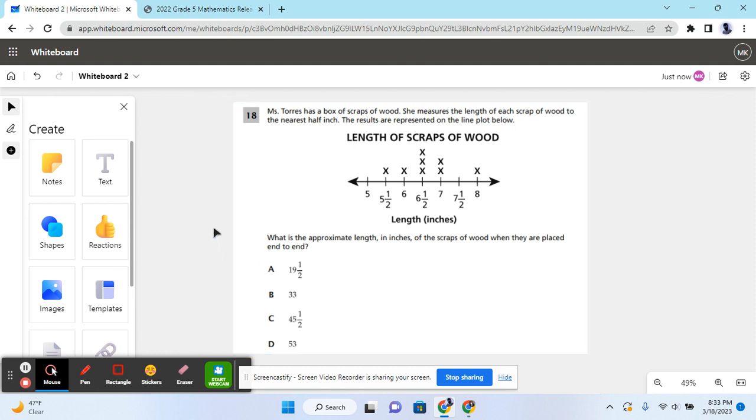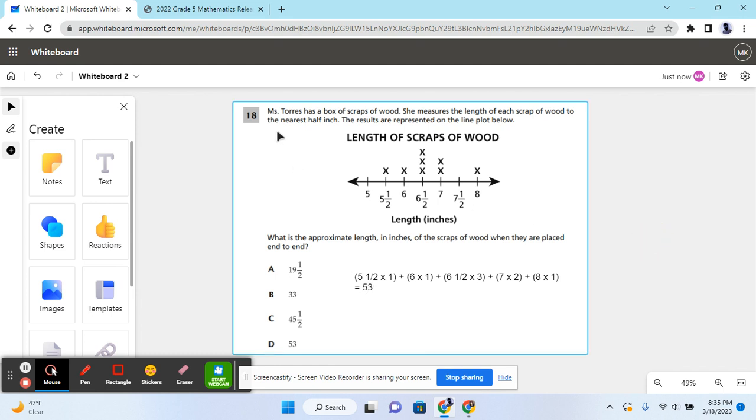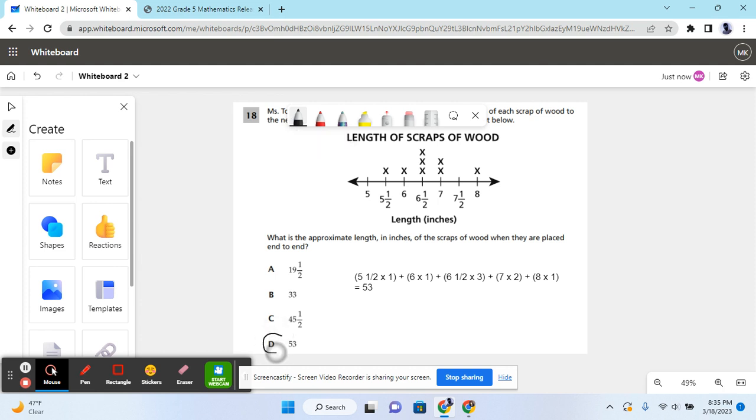So, to find the approximate length of all the scraps of wood end to end, we have to use multiplication and addition. So the expression we would get is 5.5 times 1 plus, open parentheses, 6 times 1, close parentheses, plus, open parentheses, 6.5 times 3, close parentheses, plus, open parentheses, 5 times 2, close parentheses, plus, open parentheses, 8 times 1, close parentheses. And if you do all of the math, you would find that the final answer is 53, which is answer choice D. Let's move on to the next problem.